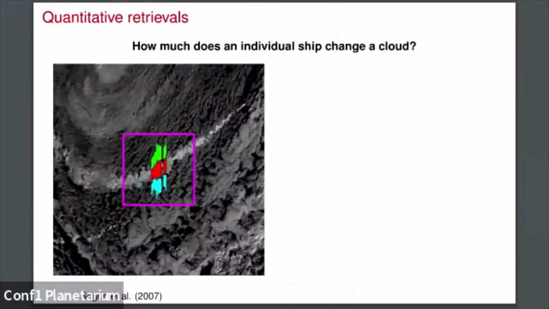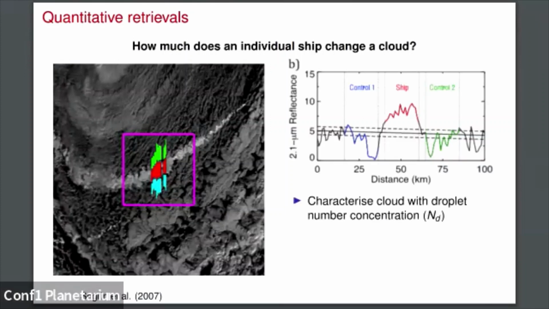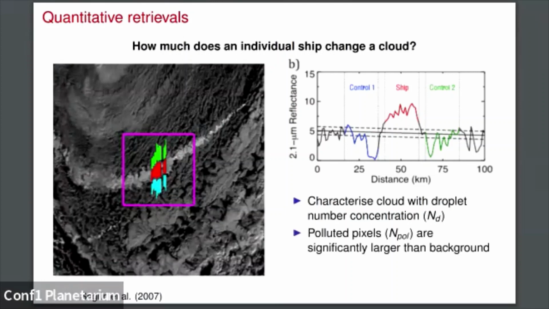Now, we can do something a little bit more qualitative. We can look at these individual tracks, at their properties and the properties of the cloud surrounding them, which then tells us how strong the ship impact on that particular cloud was. What we're looking for is the droplet number concentration in the track compared to the numbers outside, which gives us an enhancement factor for how many more droplets there are in the polluted region of the cloud.